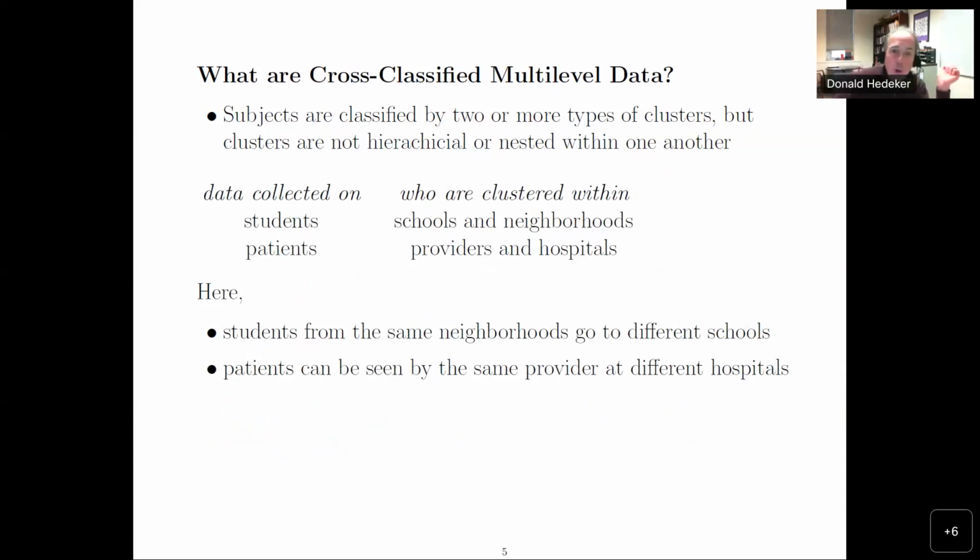Now, what are cross-classified multi-level data? Here we have subjects classified by, say, 2 or more types of clusters, but they're not necessarily hierarchical or nested within each other. So we could have students who are clustered within schools and neighborhoods, but the students from the same neighborhoods might go to different schools. So it's not a hierarchical setup. Or in the medical context, we might have patients who are clustered within providers and hospitals, but again, they might be seen by the same provider at potentially different hospitals. So again, it's not strictly clustered and hierarchical.